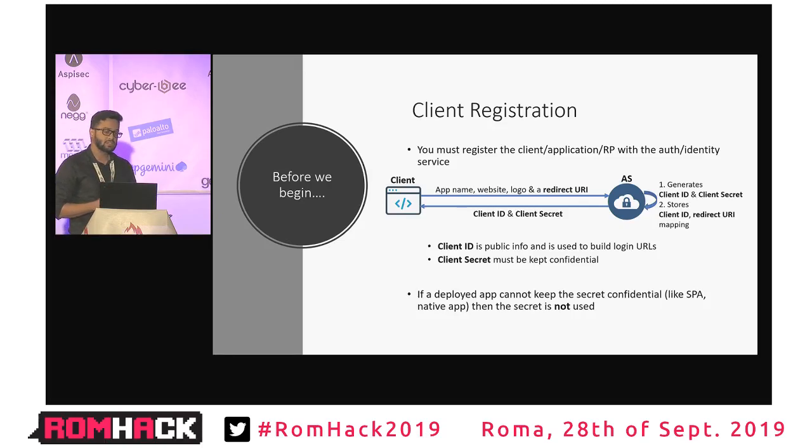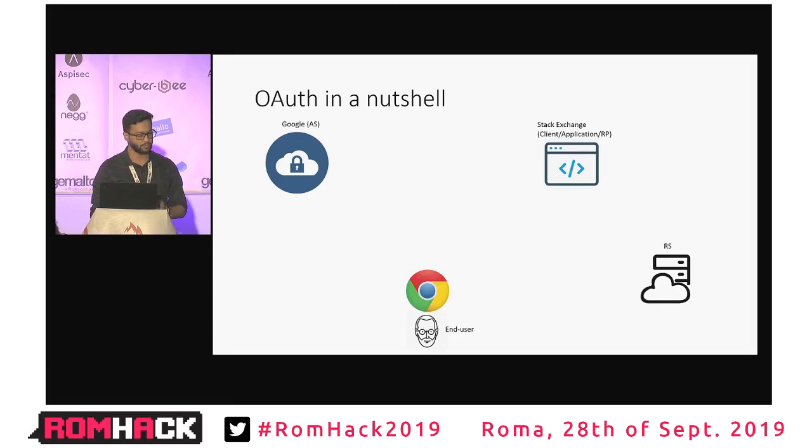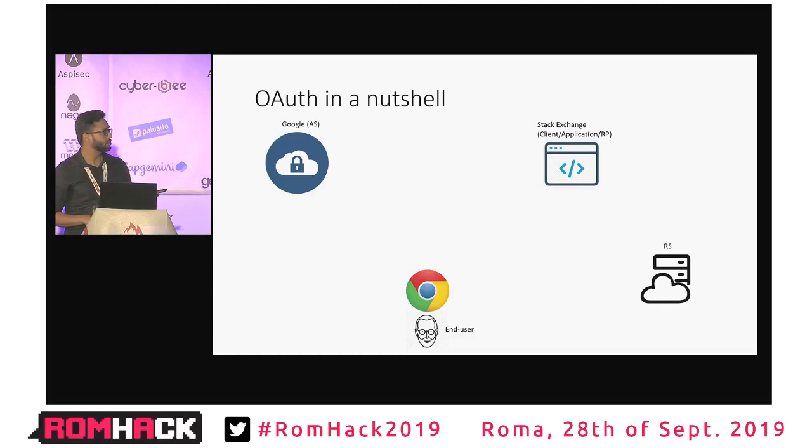But if an application cannot keep the client secret confidential, like a single-page application or a mobile application, then the client secret is not used at all. So this brings us to the OAuth flow at a high level. And I've listed down all the entities that are involved, starting with the end user, the client, the auth server, and the resource server.